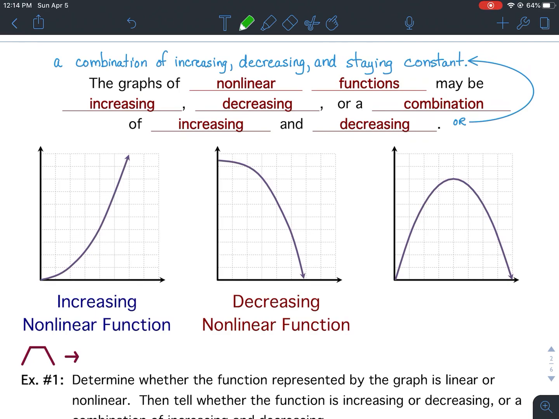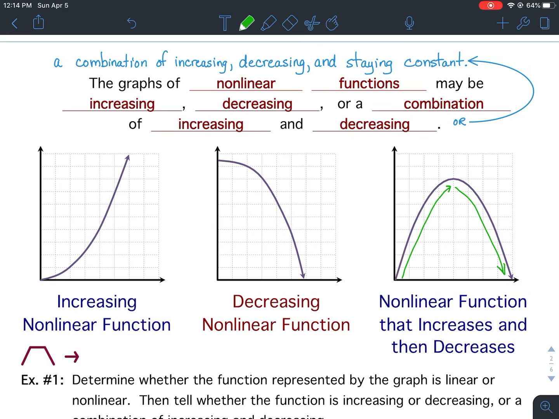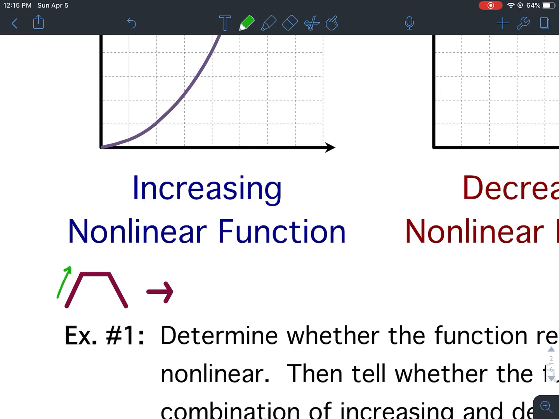The last graph, going this direction, it is increasing, but then it gets to the top and starts to decrease. So it's got a curve to it, it's not straight, therefore it's not a line, it's nonlinear. And one part is increasing, the other part's decreasing. So this would be a nonlinear function that is increasing and then decreasing. Now, this part down here, see how it is increasing here, decreasing here, but this part right here is where it is staying constant.